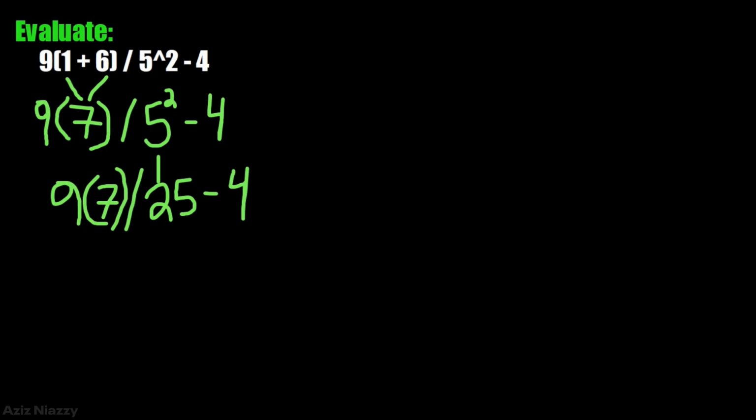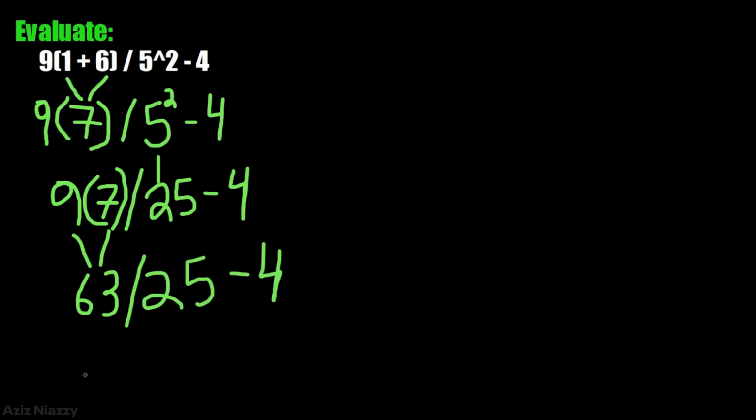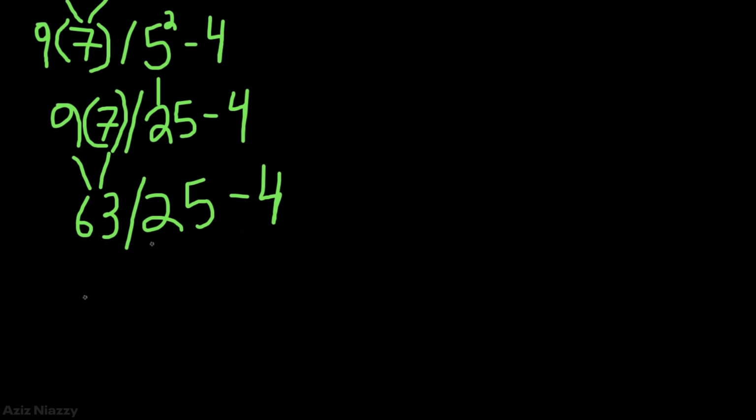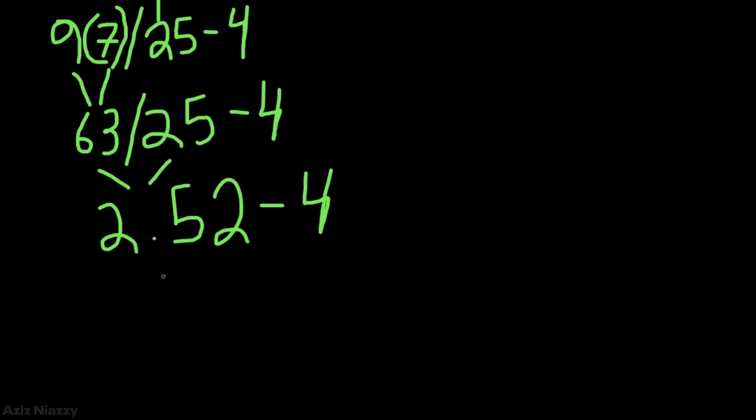The next step is to multiply 9 by 7. So 9 times 7 is 63. And this is how the problem will look now. The next thing we do is divide 63 by 25. And 63 divided by 25 is 2.52. Now the problem looks like this.